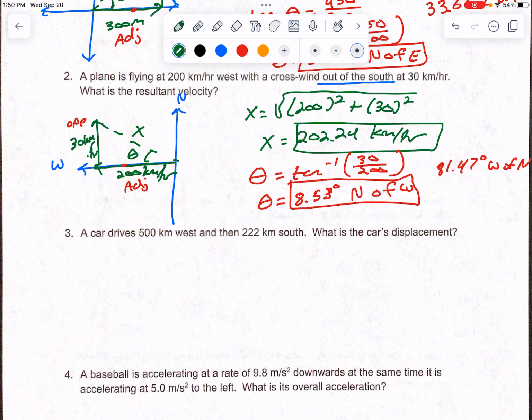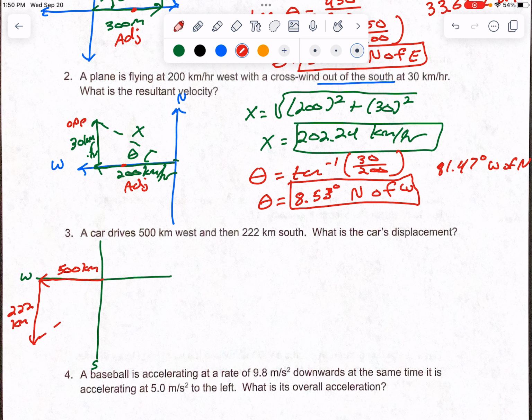Number 3, a car drives 500 kilometers west and 222 kilometers south. What's the displacement? We're going west and south, so west, south. I'm going to go west first, and I'm going to go 500 kilometers, and then 222 kilometers south.